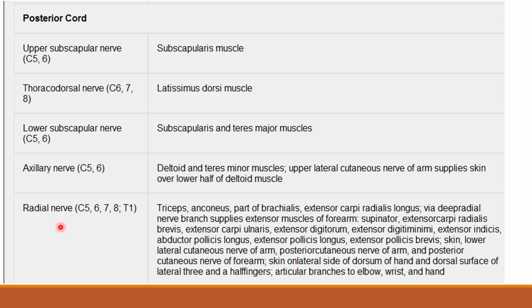Then the radial nerve, which comes out from C5, 6, 7, 8 and T1, supplies many muscles because the radial nerve is the main nerve of the posterior compartment of the arm and forearm. So all muscles of the posterior compartment of the arm and forearm, as well as of the hand, are supplied by the radial nerve, along with the skin on the lateral side of the dorsum of the hand and the dorsal surface of the lateral 3.5 fingers, and it gives articular branches to the elbow joint, the wrist joint, and the hand, because it gives many articular branches, many sensory branches, and many motor branches because it supplies many muscles.